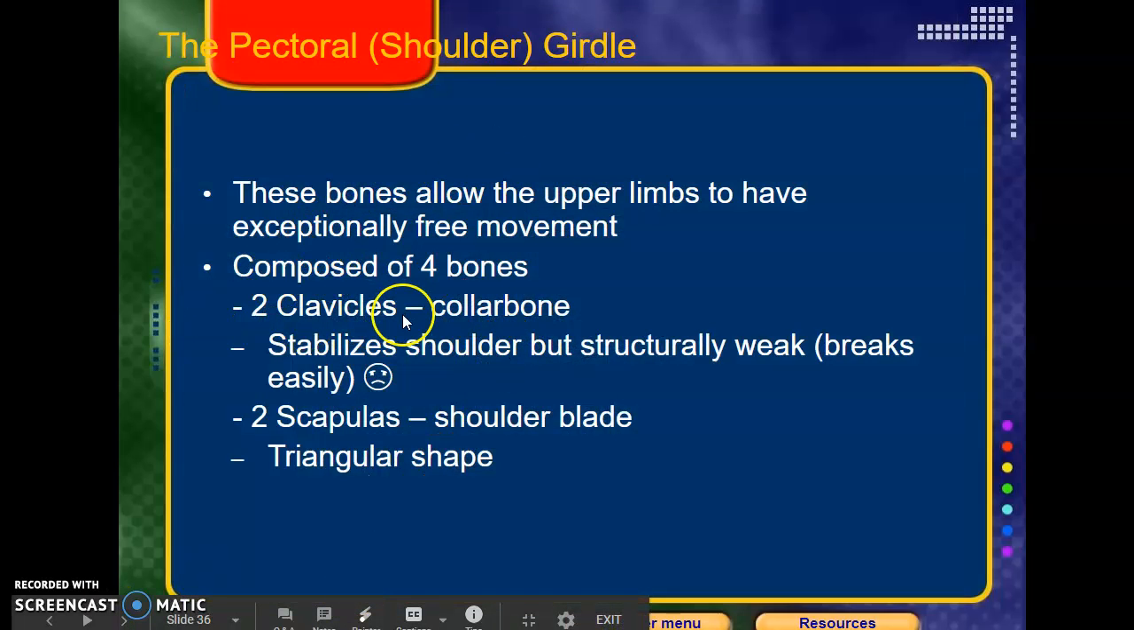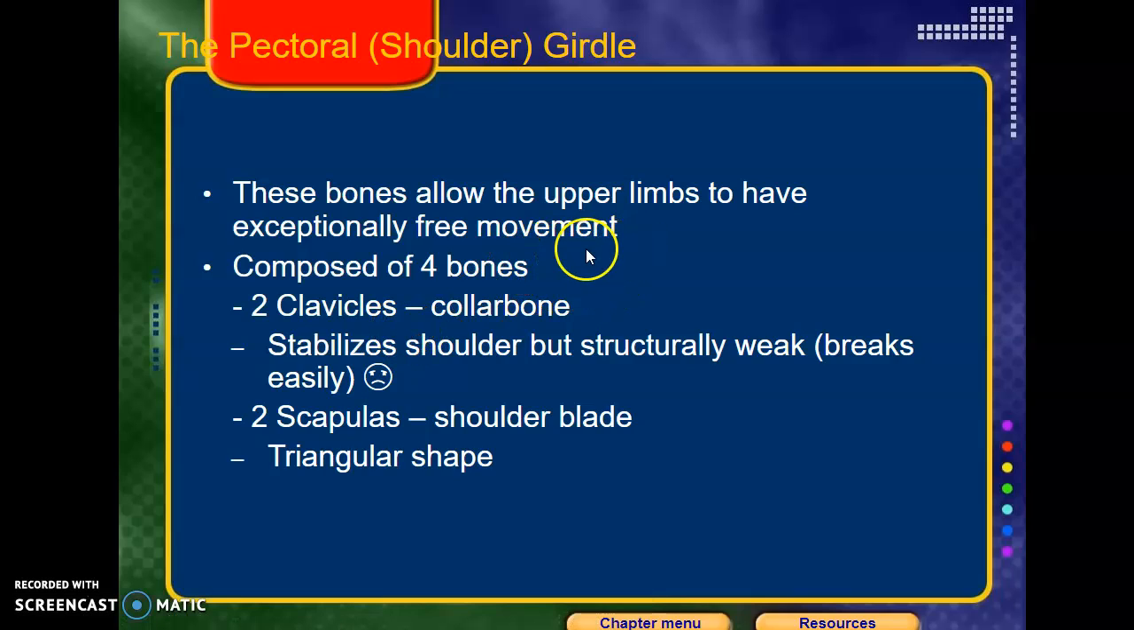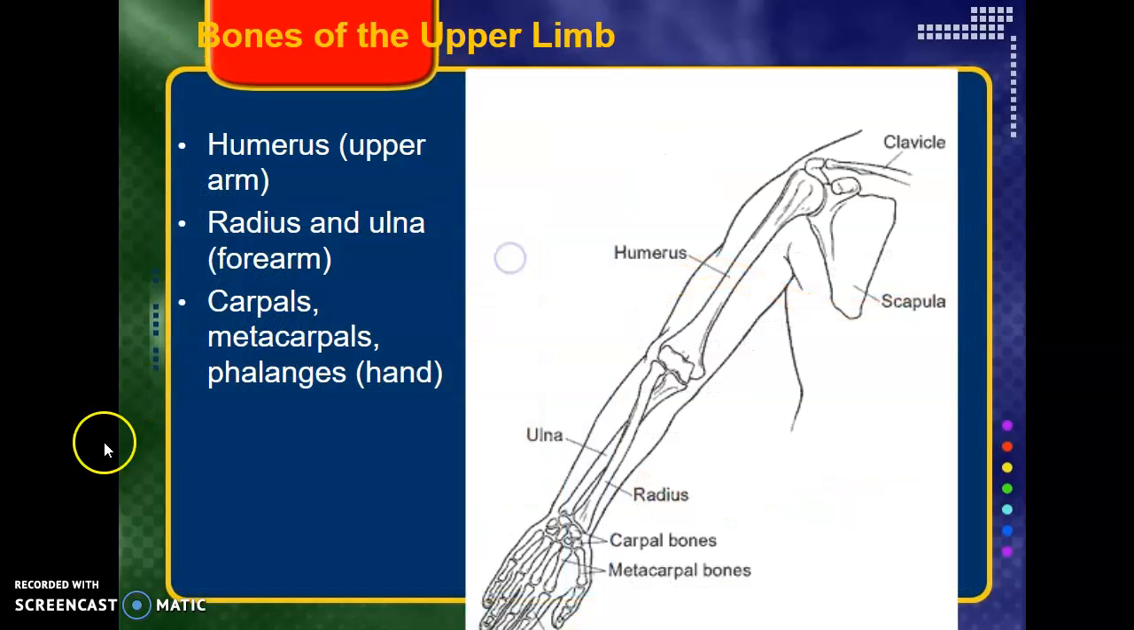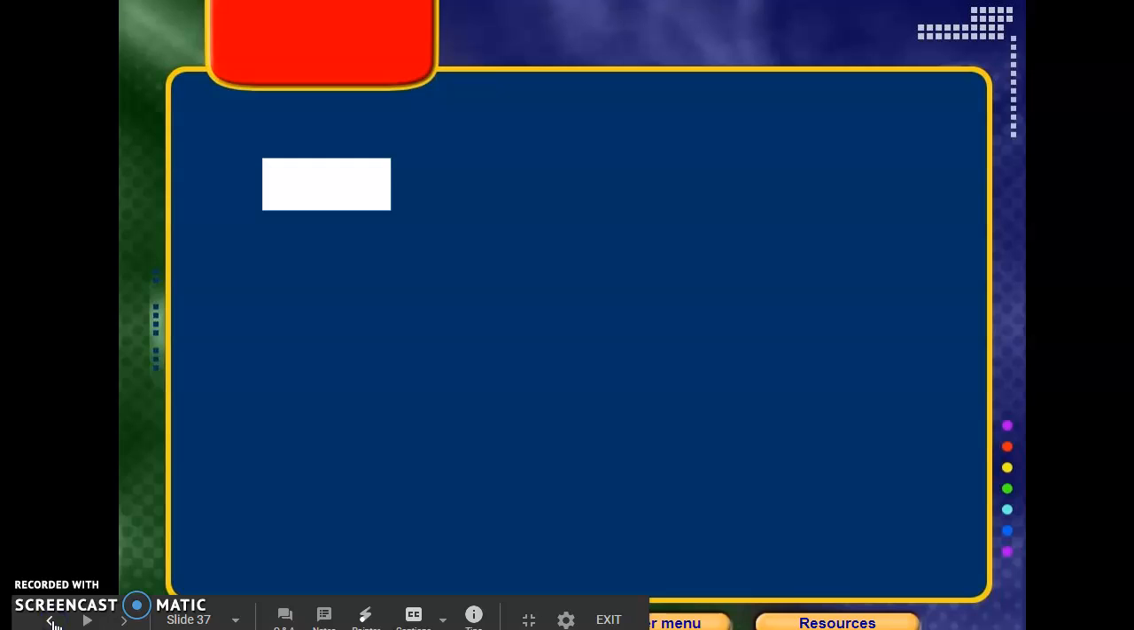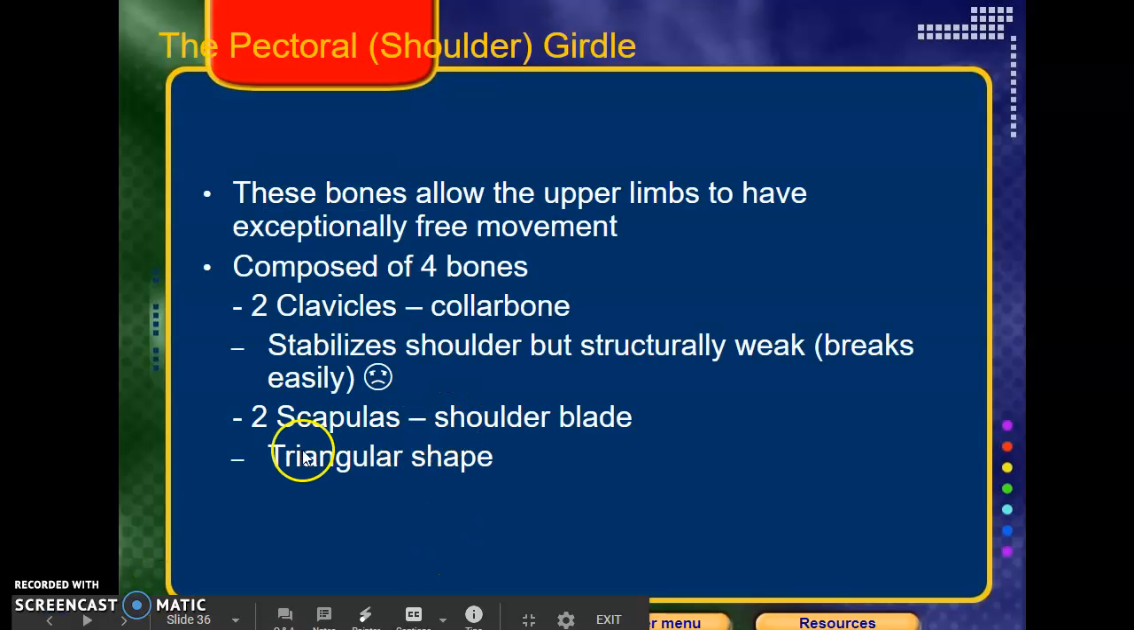The pectoral or shoulder girdle allows your upper limbs to have free movement. 4 bones. Oops, I fell forward accidentally. Let me get back. Okay. 4 bones: 2 clavicles or collarbones, and 2 scapulae or shoulder blades. Now, clavicles are very weak bones. It breaks easily, but it's a good thing that it breaks easily because you don't want the scapula to break. That would be a much harder injury to come back from.